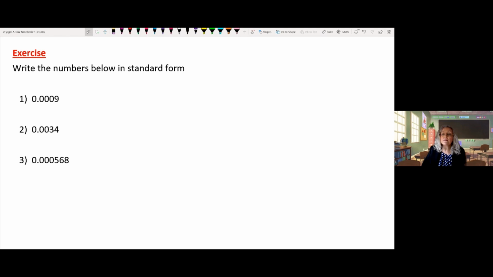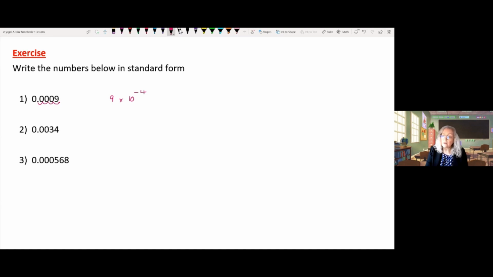Okay, let's look at the answers to these. So this first one, a number between 1 and 10, I'm going to go with 9. It's multiplied by 10 to the minus, and I want my decimal point to be here, so I'd have to move the numbers 1, 2, 3, 4 places. So this is 9 multiplied by 10 to the minus 4.